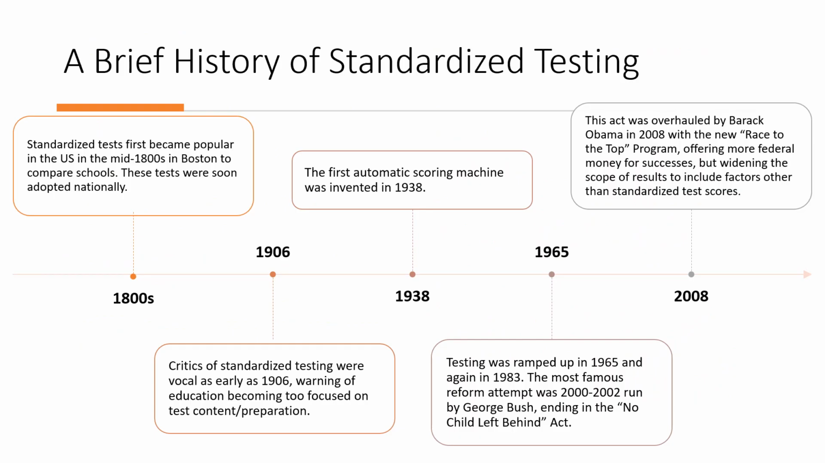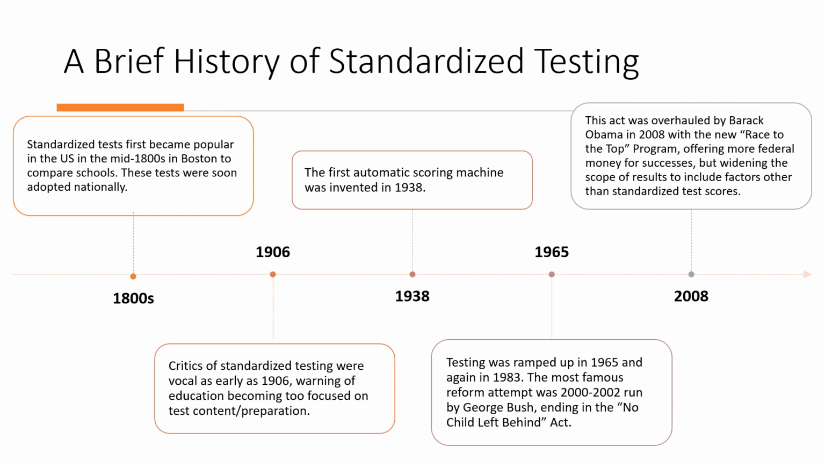As for standardized testing, it really started to pick up a little bit in the 1800s. They date back much further than that, but the first time they were really used, especially in the US, was in the 1800s. They first became popular in Boston as a way to compare school progress to other schools in the area. These tests were soon adopted nationally, and in 1906, standardized testing was already being criticized, with people saying that standardized testing was too focused on one topic and that education would become almost tunnel visioned on that specific test preparation. The first automatic test scoring machine was invented in 1938. And fun fact, this machine needed to be able to be marked by pencils.